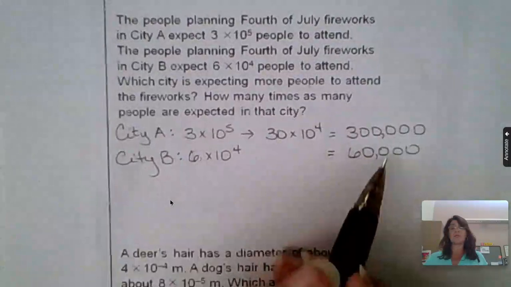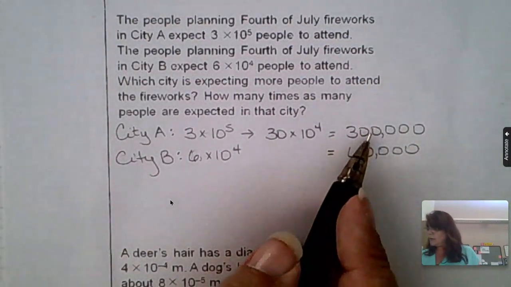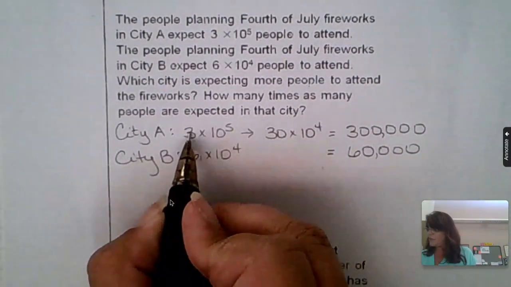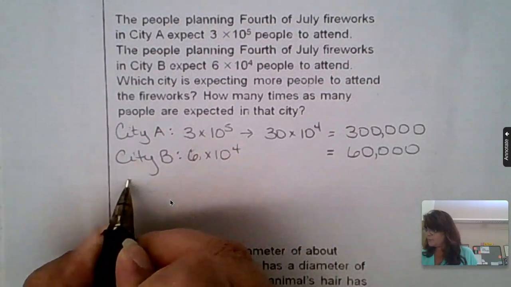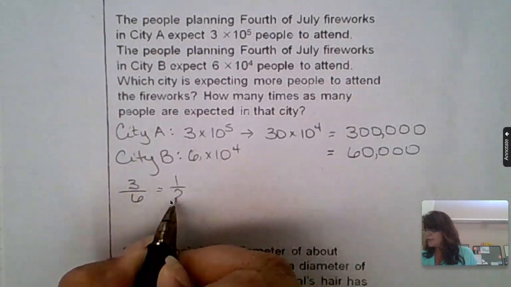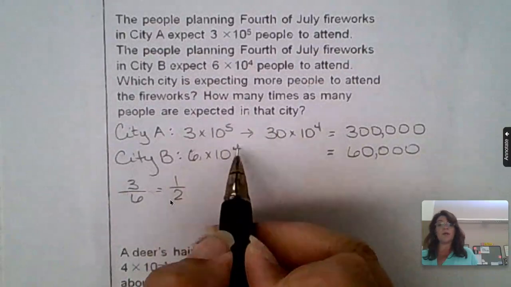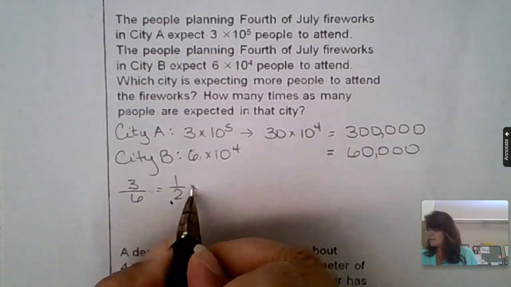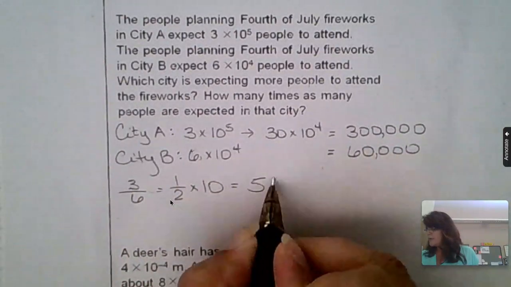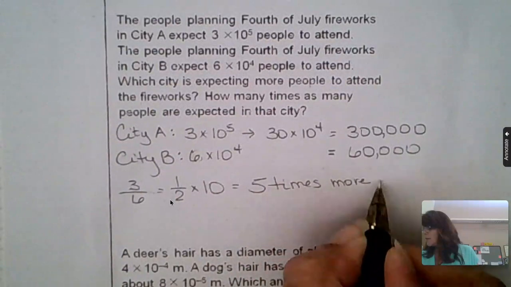Now, you could calculate it all out and then see how many more times. That is a perfectly acceptable way to do it. Or, okay, you could take the fact that 3 divided by 6 equals 1/2, times a 10 difference. One exponent is 10 value places. 5 times more people.